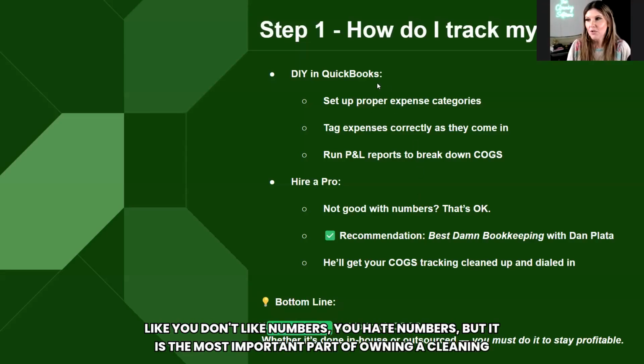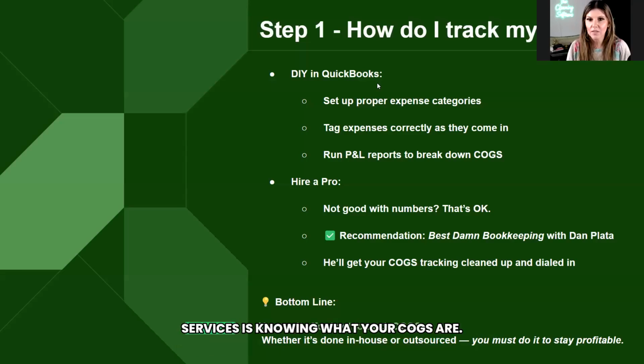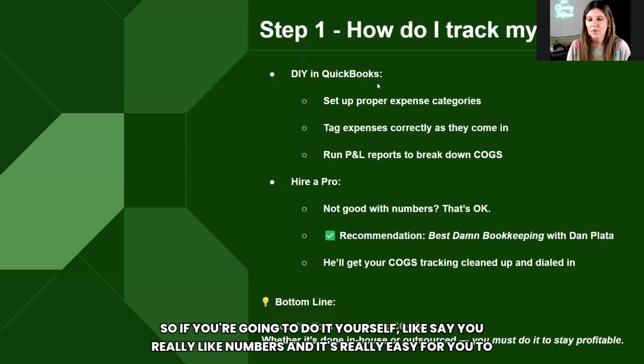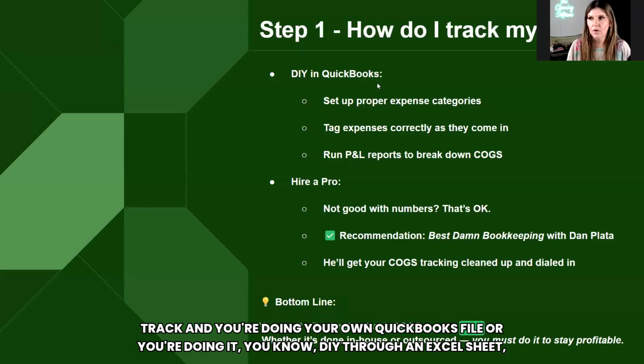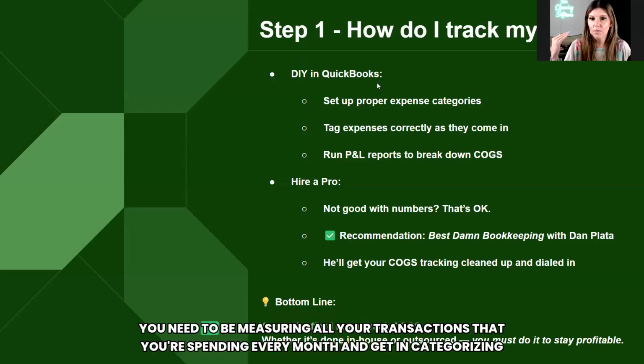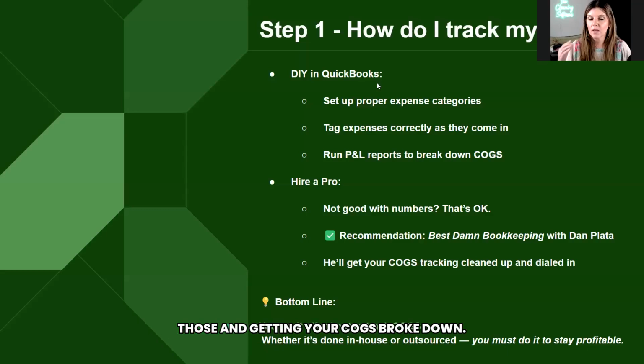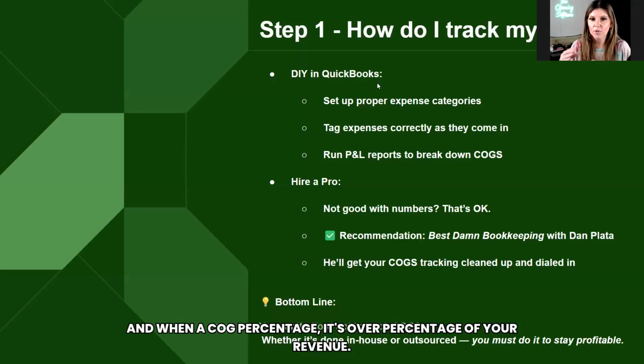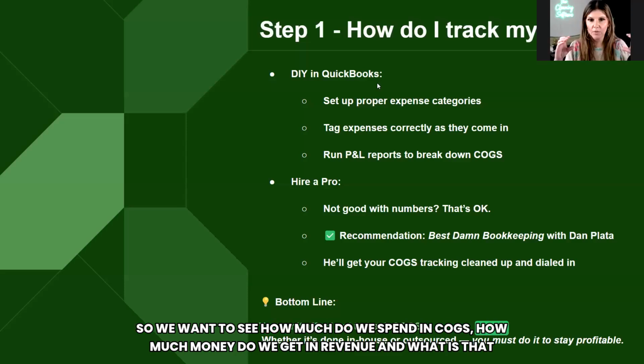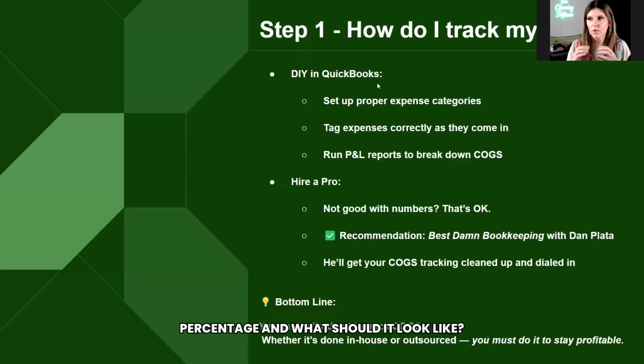You may hate numbers, but it is the most important part of owning a cleaning service: knowing what your COGS are. If you're going to do it yourself, say you really like numbers and it's easy for you, and you're doing your own QuickBooks file or doing it DIY through an Excel sheet, either way, you need to be measuring all the transactions you're spending every month, categorizing those, and getting your COGS broken down as a percentage of your revenue. So we want to see how much we spend in COGS, how much money we got in revenue, what that percentage is, and what it should look like.